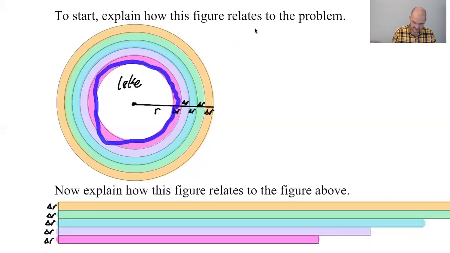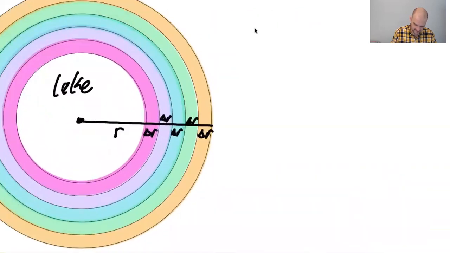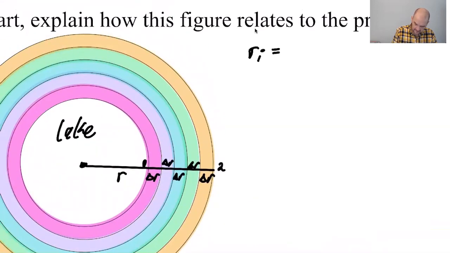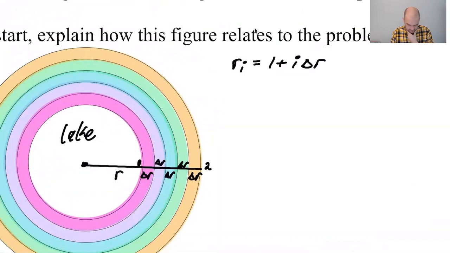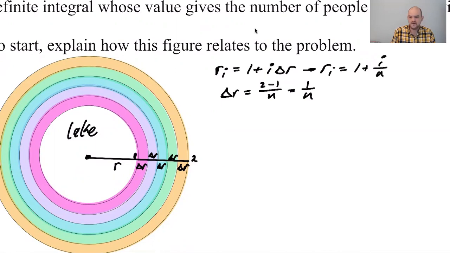To do that, I'm going to need an r sub i. So what is r sub i going to be? Well, this starts at 1 and ends at 2. So I think my r sub i is going to be 1 plus i delta r. And then what's delta r? I'm going from 1 to 2 and I'm just cutting it up, right? So delta r is going to be 2 minus 1 divided by n, so 1/n. Then r sub i is going to be 1 plus i/n.